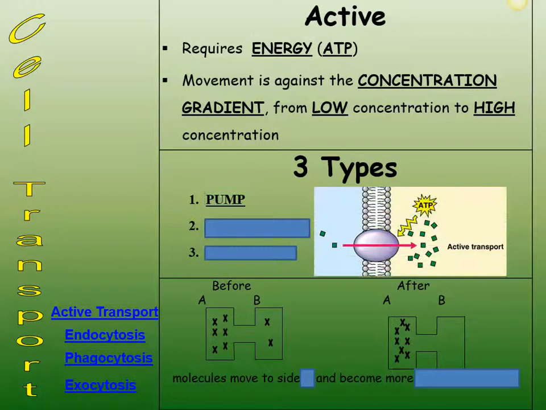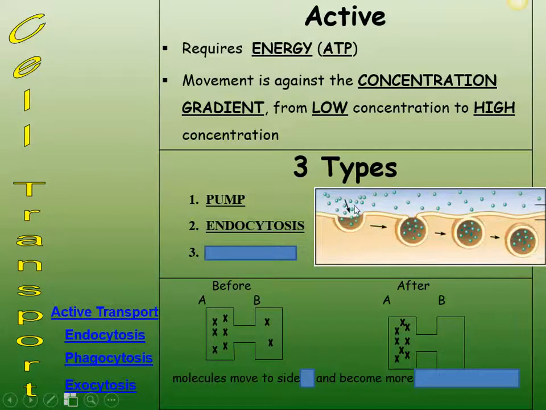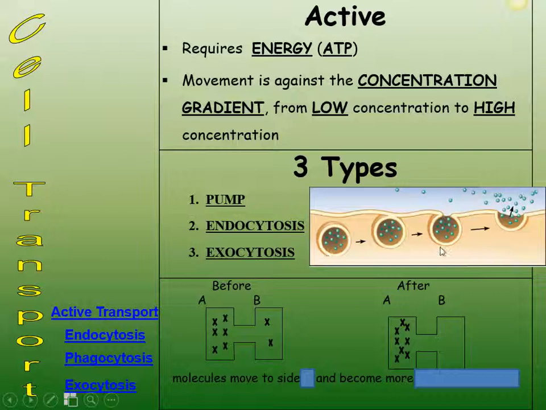So then there's three different types. We have a pump, which is going to pump things against the concentration gradient using ATP. Then you have endocytosis, which is going to take in a bunch of stuff with energy. And then you have ectocytosis, which is going to remove a bunch of stuff from the cell, kind of like a bulk sale, so to speak.